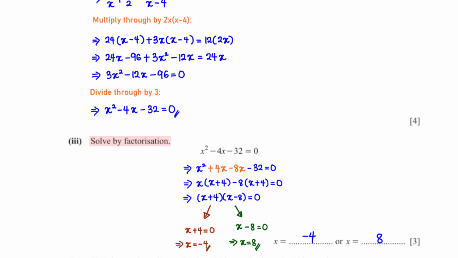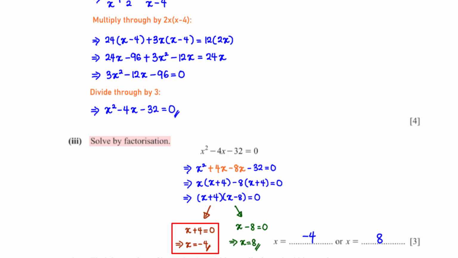Solve by factorization. x squared minus 4x minus 32 equals 0. We can rewrite minus 4x as 4x minus 8x. When we factor out x from the first two terms, we are left with x plus 4. And when we factor out negative 8 from the final two terms, we are left with x plus 4. This can be rewritten as x plus 4 times x minus 8 equals 0.